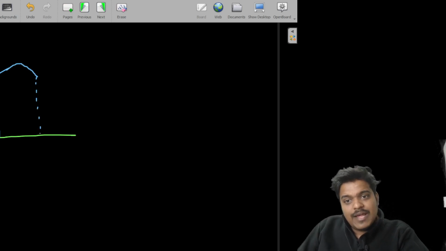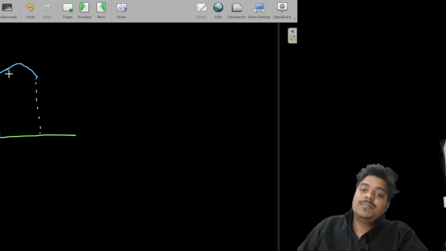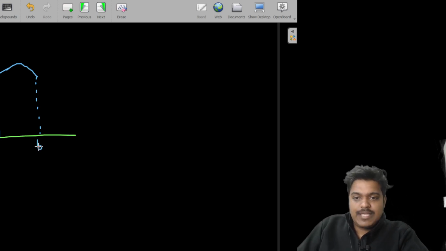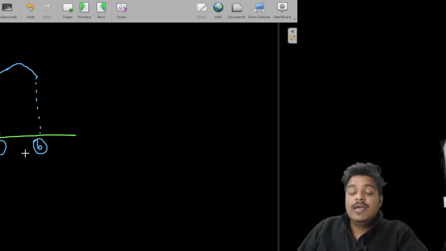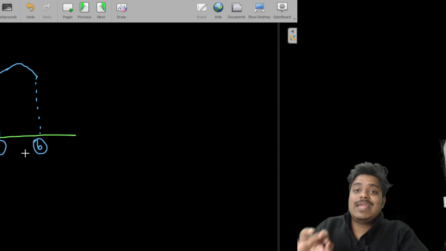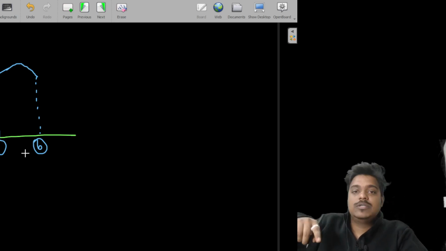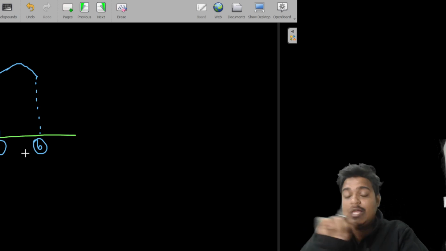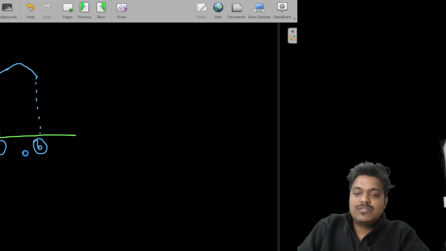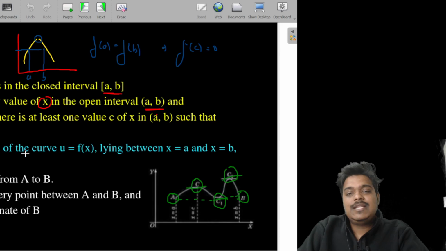So that is why it is not possible that, if the values of the function at two points A and B are equal, it is going upwards only or downwards only. It has to go up and come back down, then only the two values can be equal. So that is why there exists a point C. It can be 1, 2, 3.